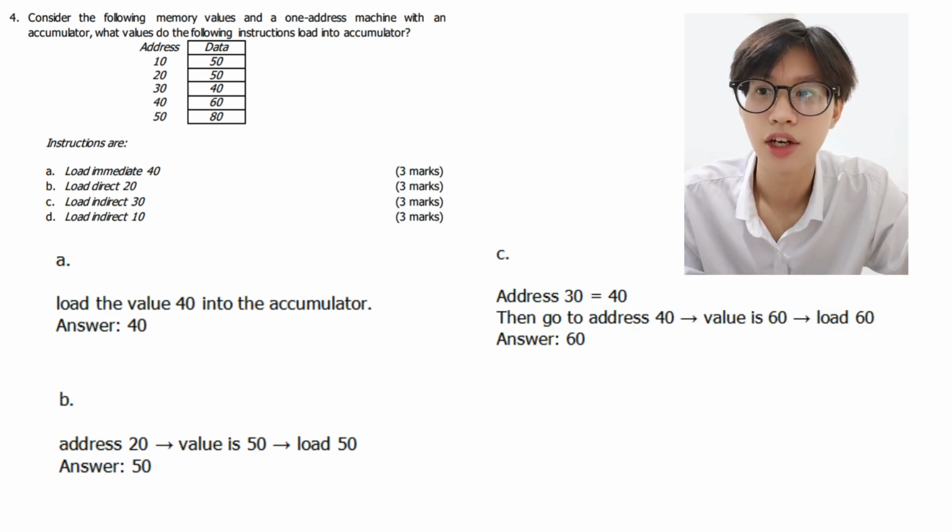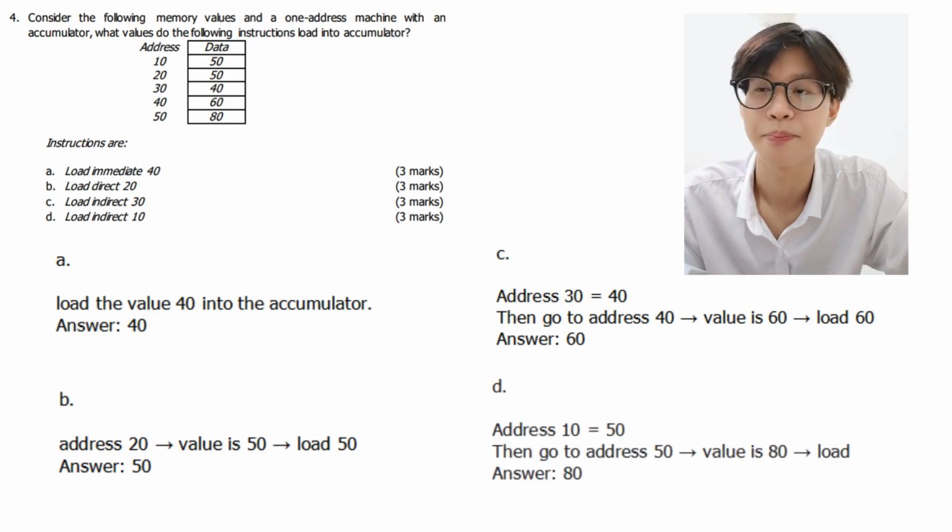For C, load indirect 30. This instruction first checks what's stored in address 30. According to the table, address 30 holds 40. Now, we treat that as the new address and check what's inside the address. So the address 40 is 60, so the answer is 60.